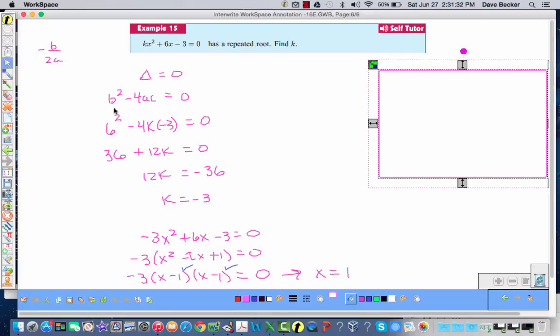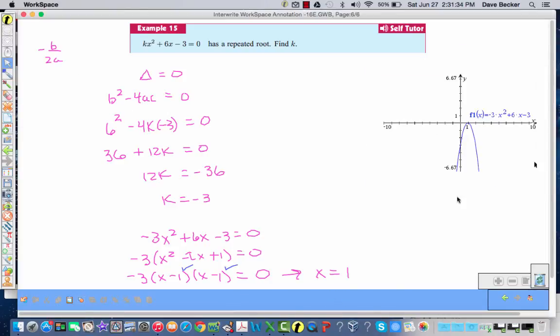And what does that look like graphically? This is where it touches the x-axis. It touches it. We don't say it cuts it. It touches it right there. And that is how we see the solution is x equals 1. And if you ever see where the parabola just touches the x-axis, that is known as a repeated root or a double root. All right, hope you enjoyed it.